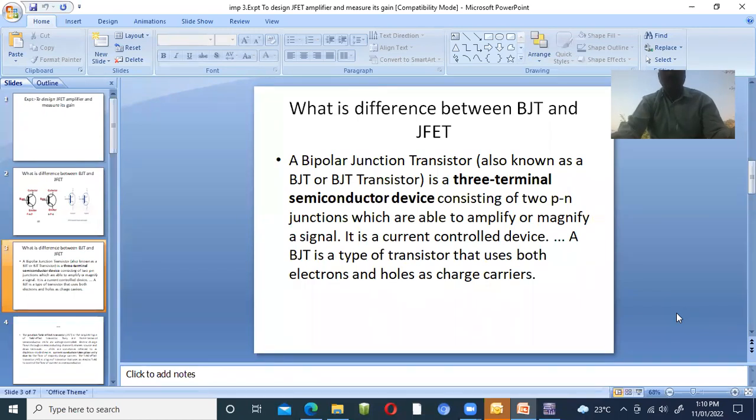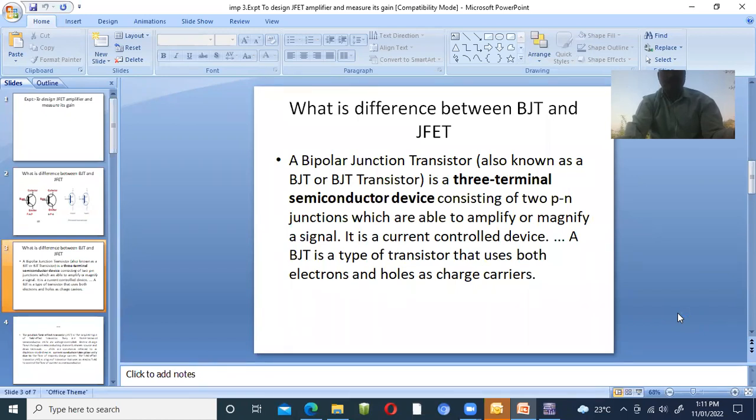But in case of your JFET, it is also a three-terminal device. So no change with respect to the number of terminals, but the names of the terminals with respect to JFET are different. Means gate, drain, and source. These are the three terminals of your JFET. One of the important things is that noise is more in case of BJT. This happens due to the input impedance. But in case of JFET, there is less noise coming at the input. This happens due to the high input impedance.